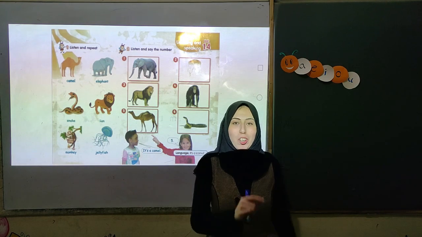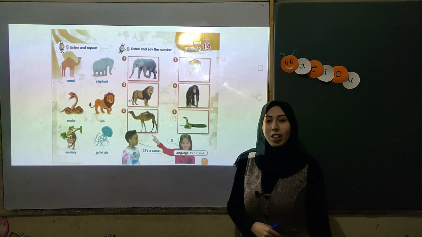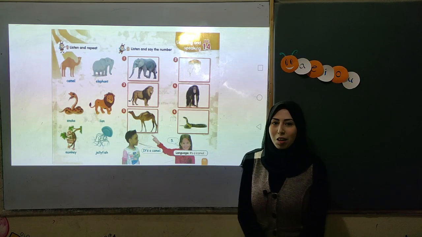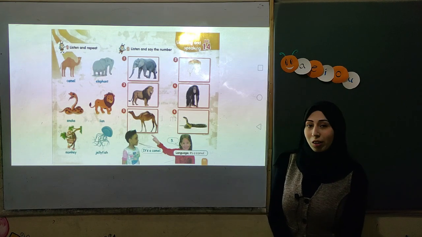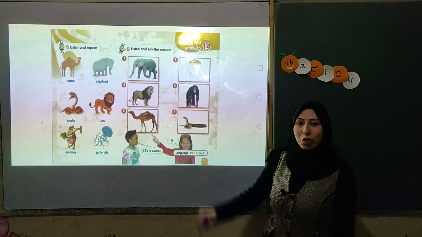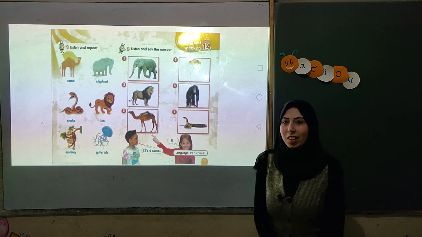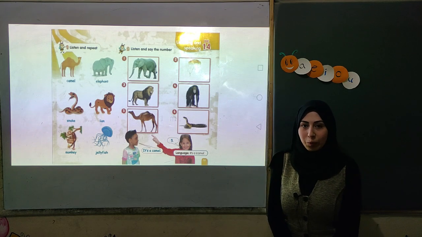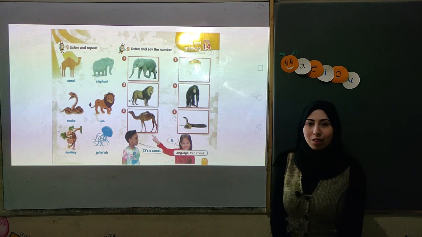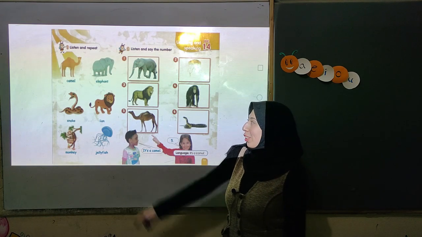Okay, now try to do it by yourself. It's a monkey. Where is the monkey? Excellent. The picture number 4. It's a lion. So, where is the lion? Excellent. Picture number 3.